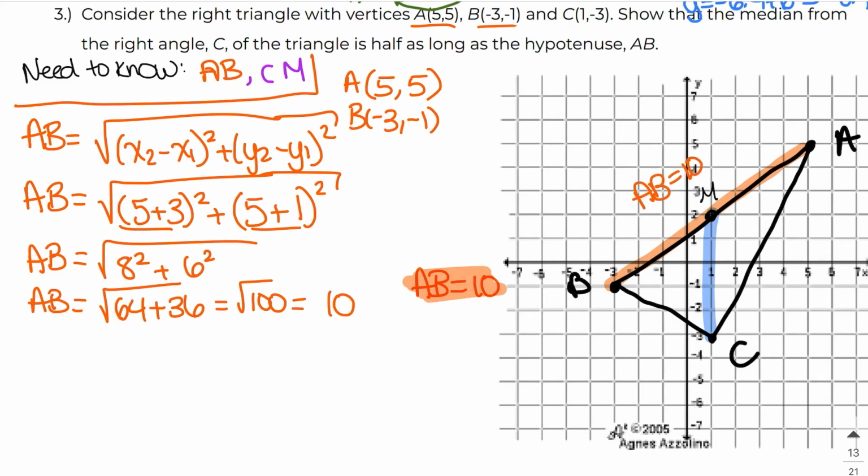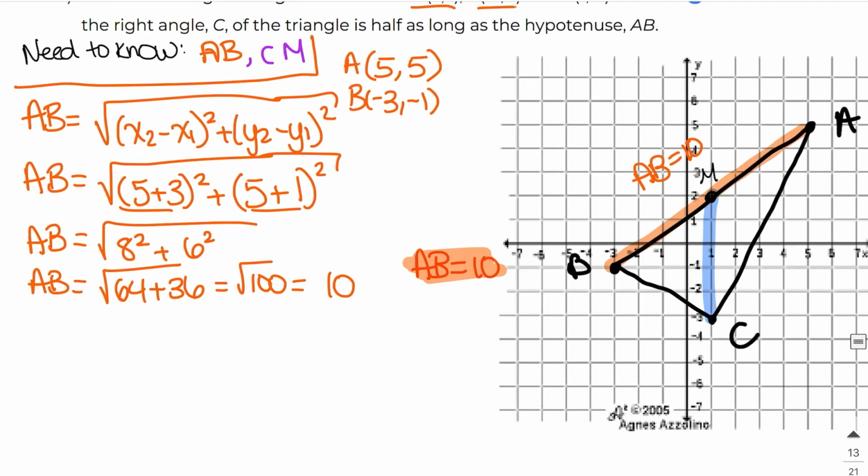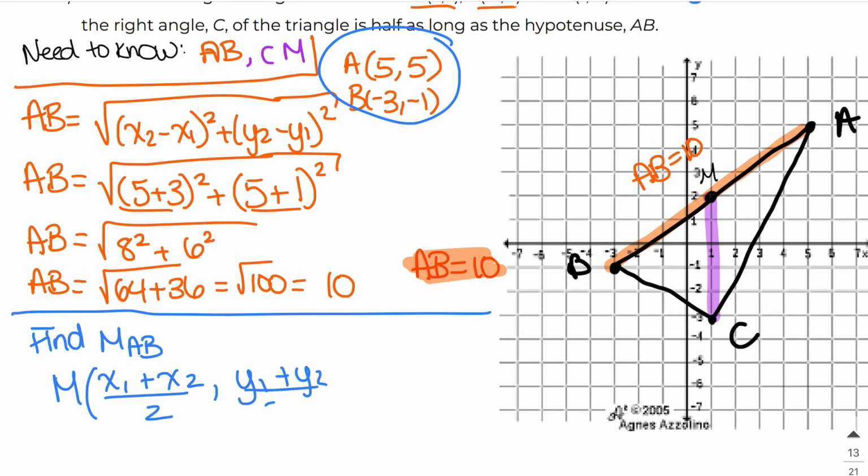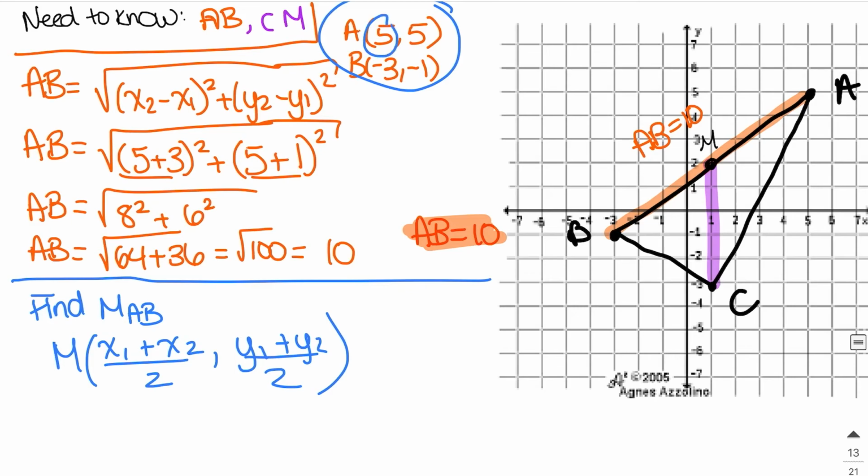Okay, but now I need to find out what CM is. But I can't find out what CM is until I actually find out what the midpoint is. So the next thing I need to do is find the midpoint of AB, which we already have the coordinates for A and B right here. Okay, so the formula for midpoint is going to be x1 plus x2 over 2, y1 plus y2 over 2. So we know that x1 is 5, x2 is -3, just like we knew right here.